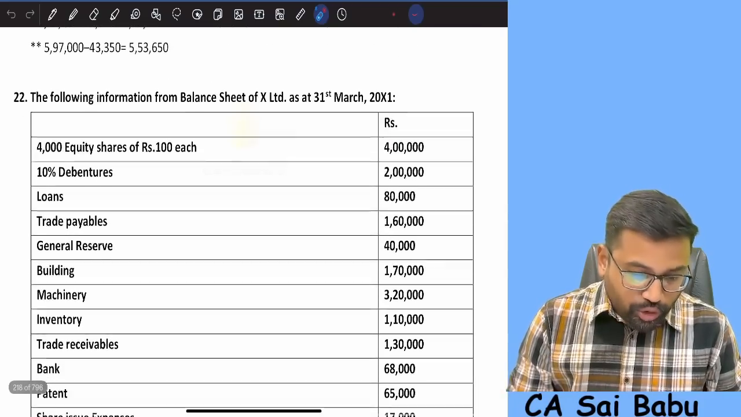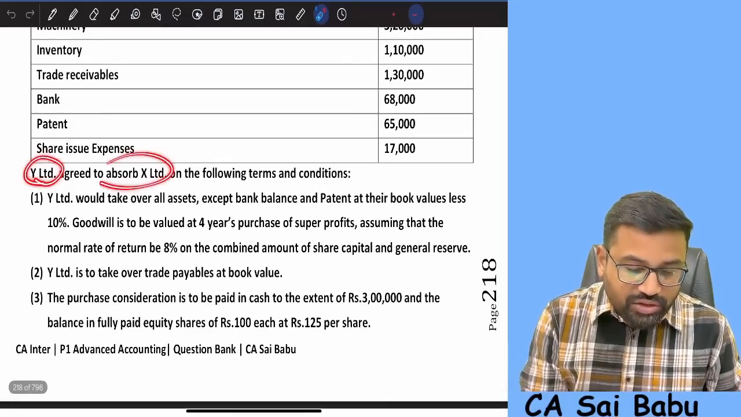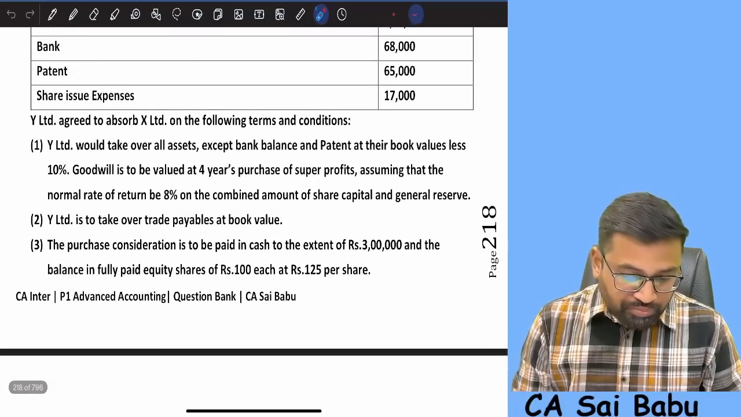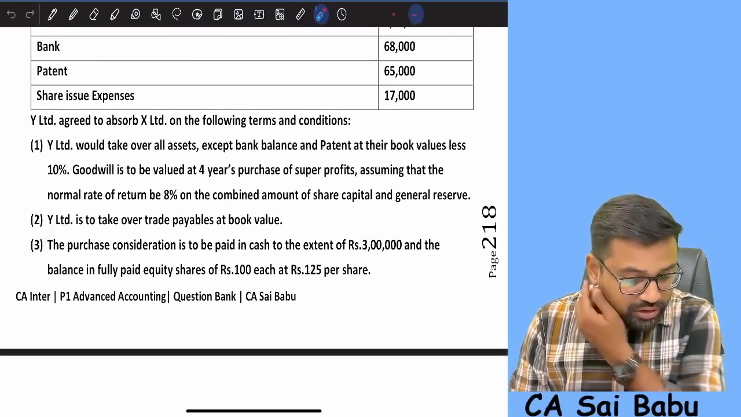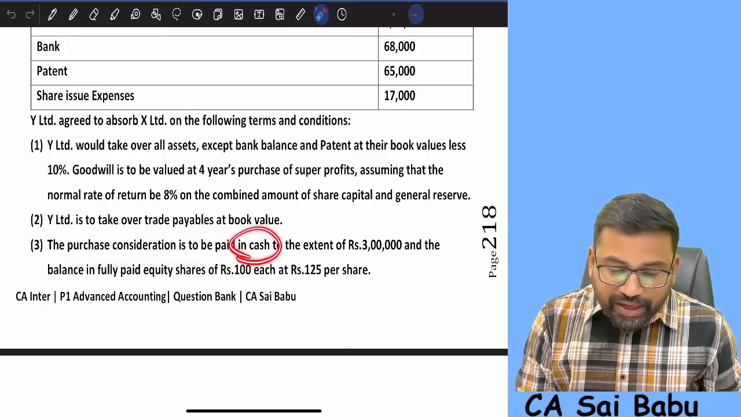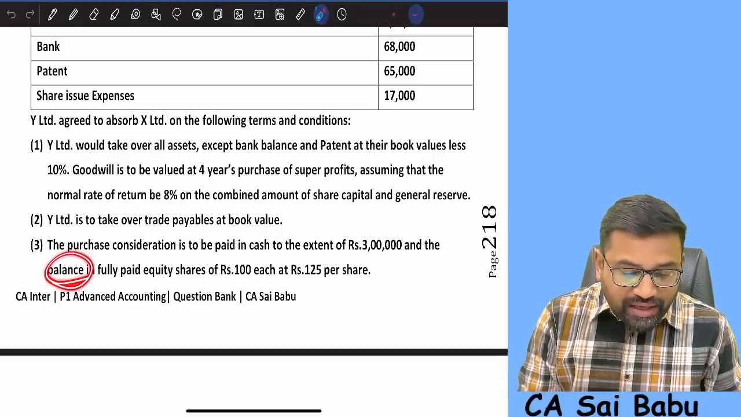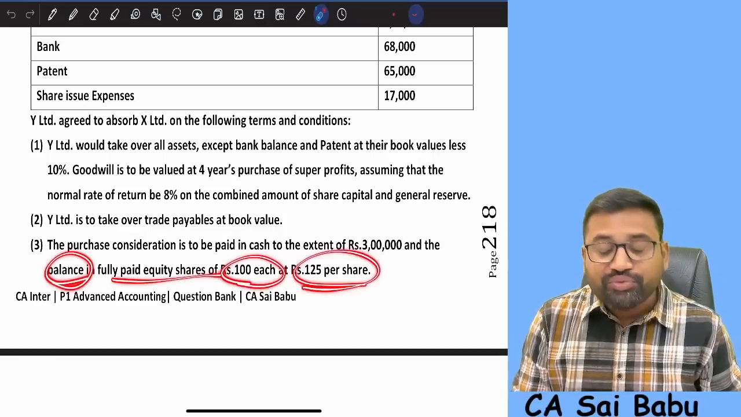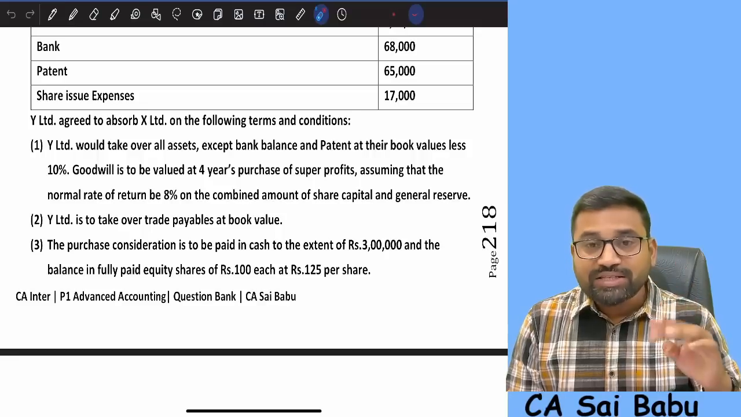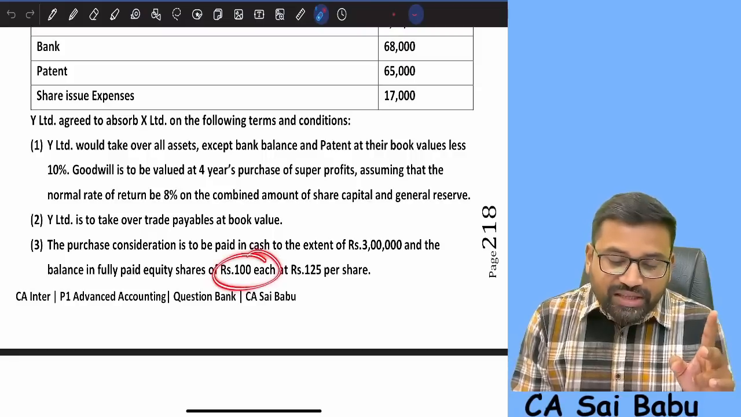Suppose, sir, problem number 22, you see, in this question, Y Limited is taking over X Limited, sir. So Y Limited has to pay PC to X Limited. In point number 3, they are talking about PC, sir. The purchase consideration is to be paid in cash to the extent of 3 lakhs. Very clear. And the balance in fully paid equity shares of 100 each at 125 per share. So they are saying that cash will be given 3 lakhs. Balance will be given in the form of equity shares. 100 rupees share they will give at 125.